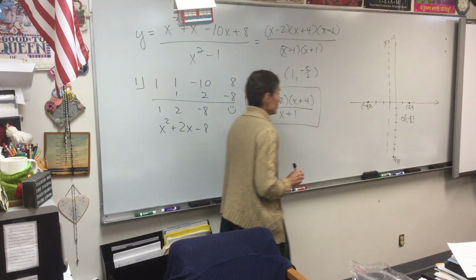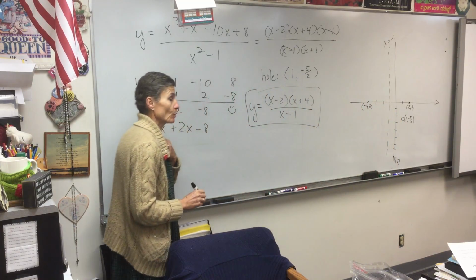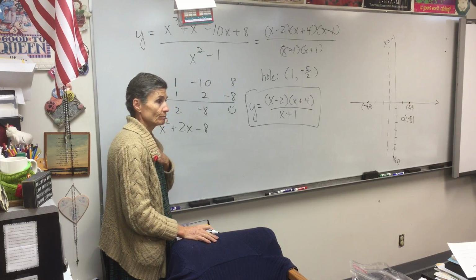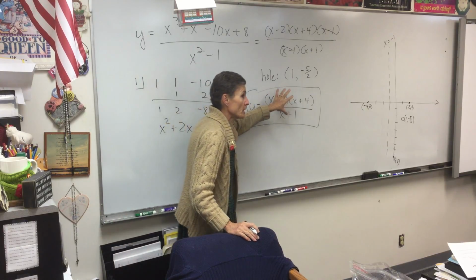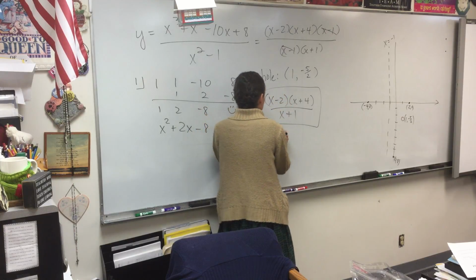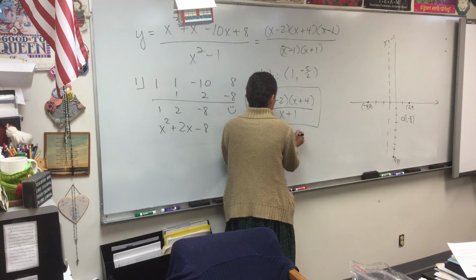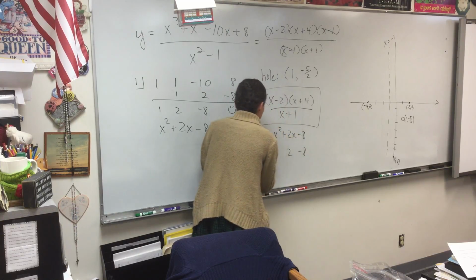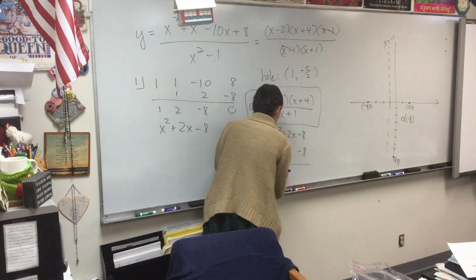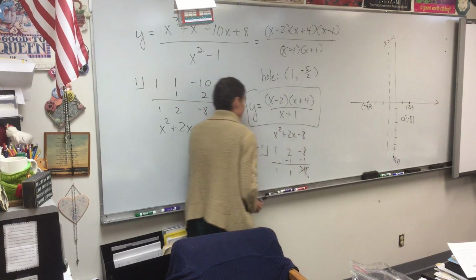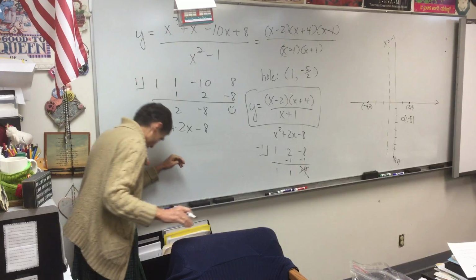Right now we do need our end behavior asymptote. We need to get him in there. So how do we find our end behavior asymptote? We do the division in the box. So we've got x squared plus 2x minus 8. We're going to divide that by negative 1. And we don't care about the remainder.